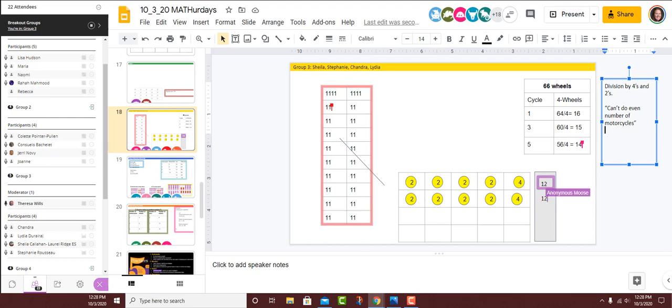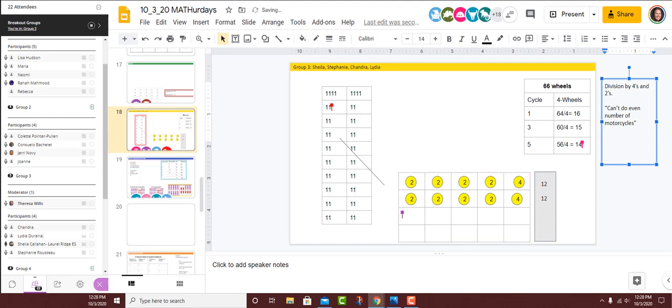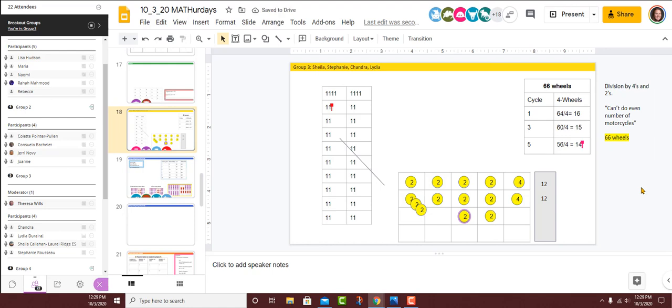But in this table, does anyone see something that is remaining constant that doesn't change ever? 66 wheels? And you're dividing by 4 in the right column, and in the left column you are multiplying by 2. I mean, I'm not sure. And somebody said 66 wheels is the constant. How do we see that being a constant in the table? It's the sum of the wheels in the first column plus the, what's the answer? The quotient in the right column.